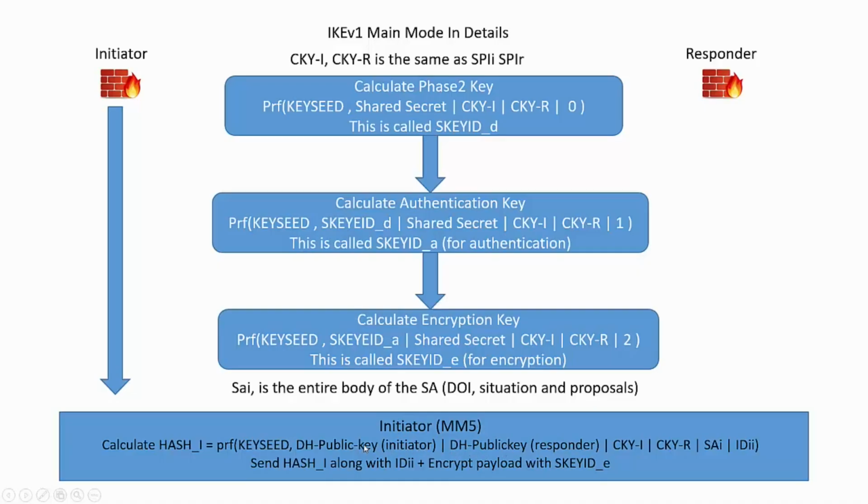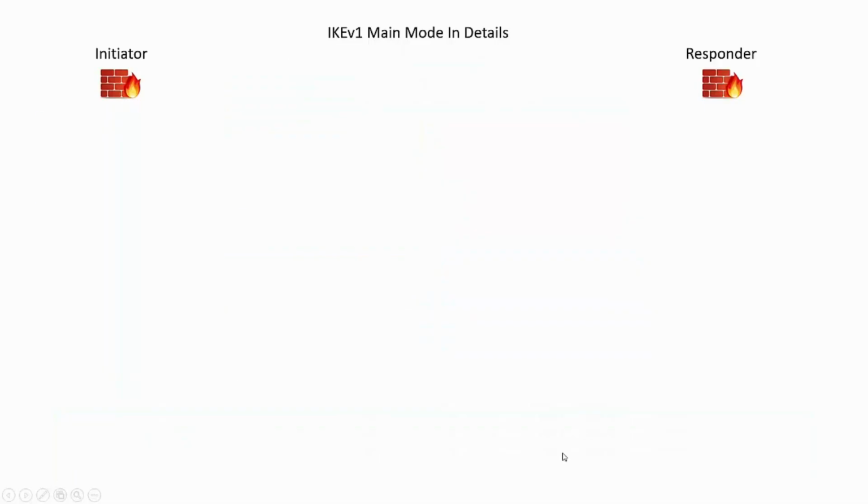How is it going to validate the hash? It has the Diffie-Hellman initiator and Diffie-Hellman responder public keys. Those were communicated in message 3 and 4. It has the cookie initiator and cookie responder. It has the security association message. And it has the ID of the initiator. So, it has all the values that it needs to run the same operation and validate the hash.